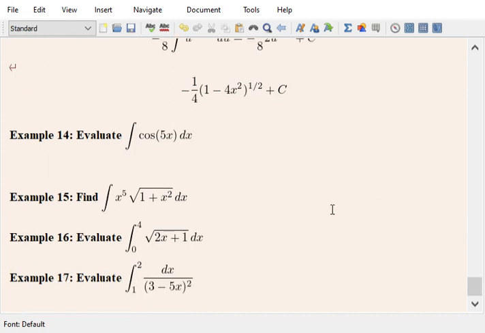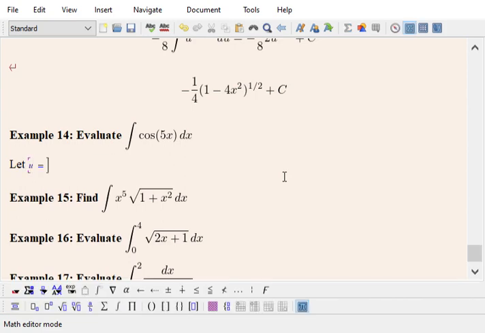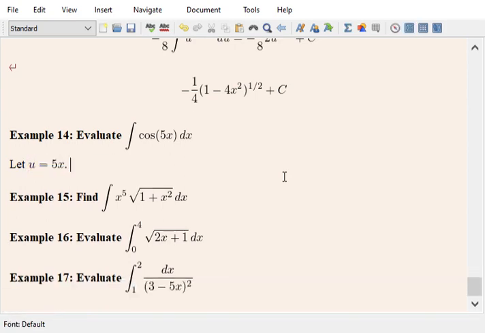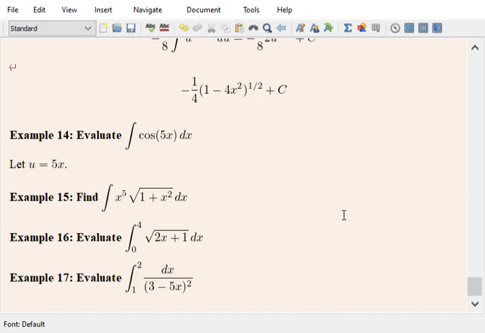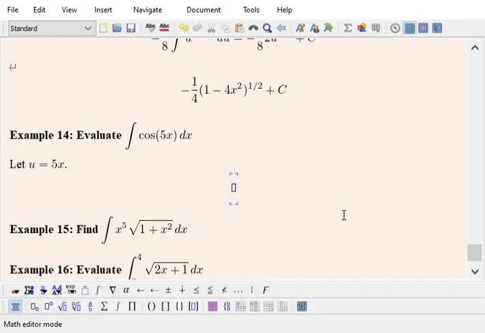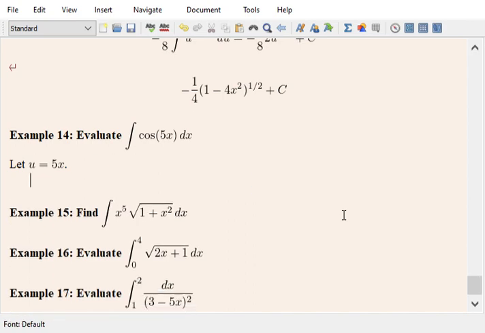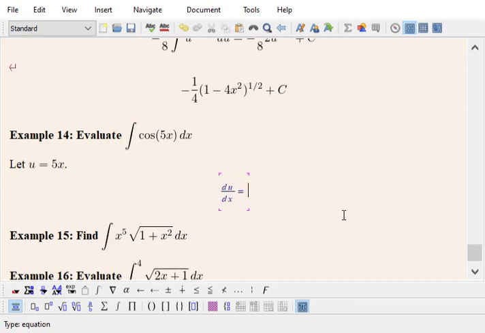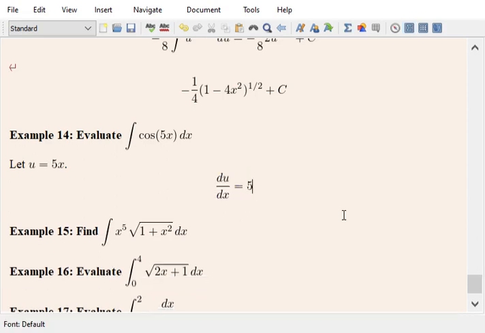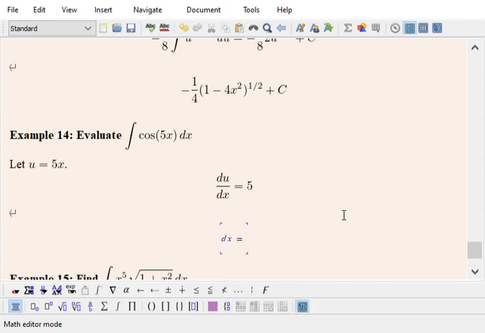Okay, let's keep going. So let u be whatever is inside the parentheses. That is a strategy. I'm not going to say that that's always going to work, but for the exercises that you're likely to see, if you just let u be whatever is inside the box, so to speak, then usually that's going to work out. Okay. Differentiate. So the derivative of this guy is just 5. Solve. So dx is equal to 1/5 du.